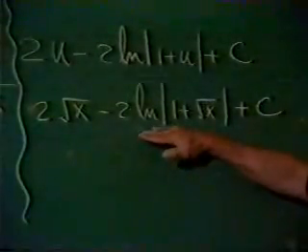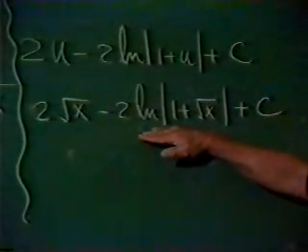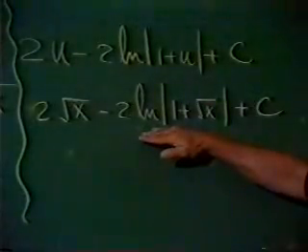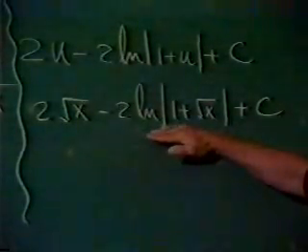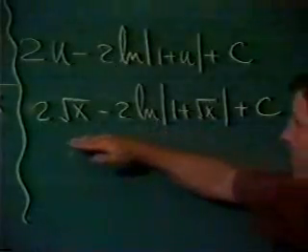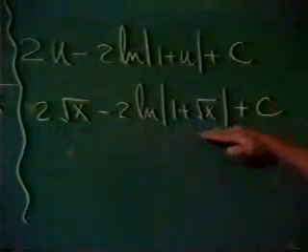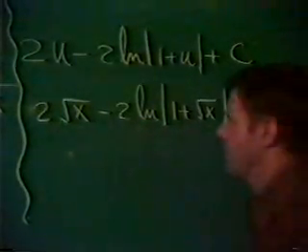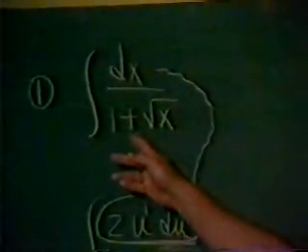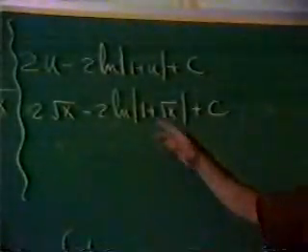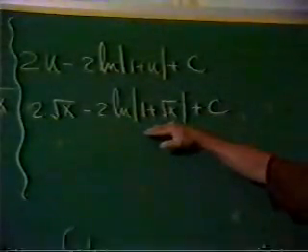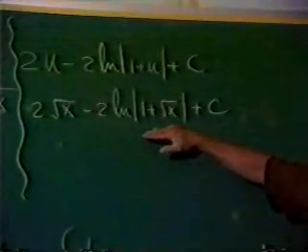If there is at any point doubt in your mind as to whether or not this is actually the antiderivative, if you were to take the derivative of this expression right here, then you should return to the original statement. You should be able to get dx over 1 plus the square root of x. Now, I'm not going to go through that on the tape, but if there's doubt in your mind ever about whether or not you've taken the antiderivative correctly, you can always check by taking the derivative.